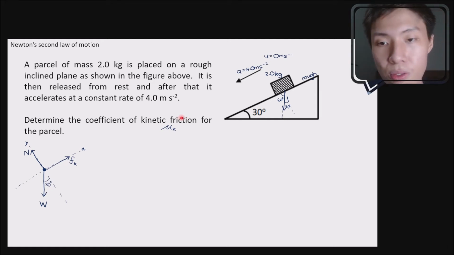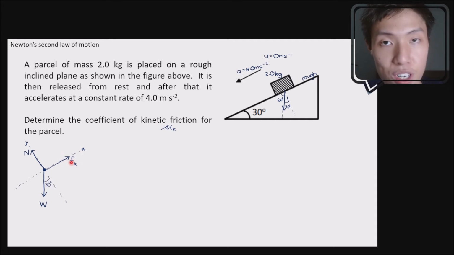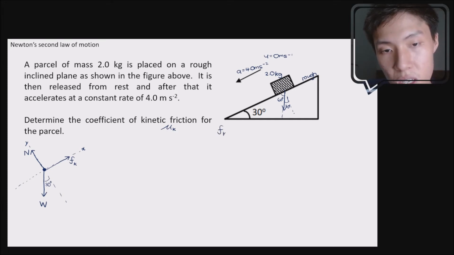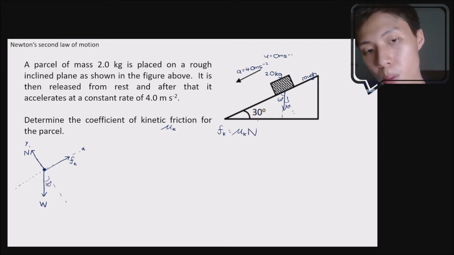Strategically speaking, if you are asking something about friction, you might need to determine the kinetic friction first, right? And after getting the kinetic friction, only then do you relate it to the coefficient of kinetic friction, which is your target. And how do you relate them together? You use kinetic friction equals coefficient of kinetic friction times the normal force.